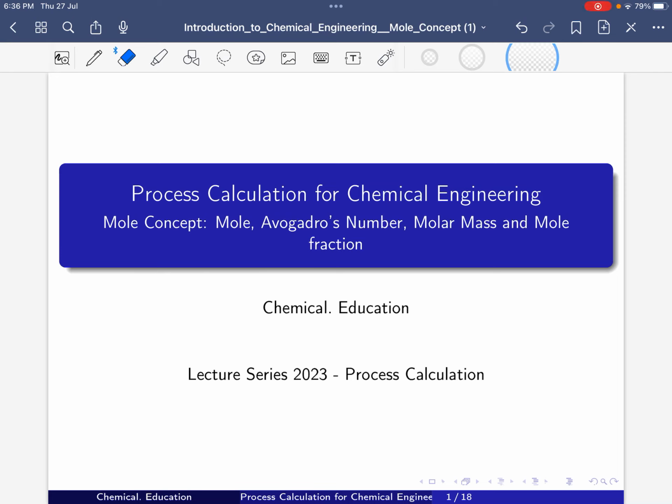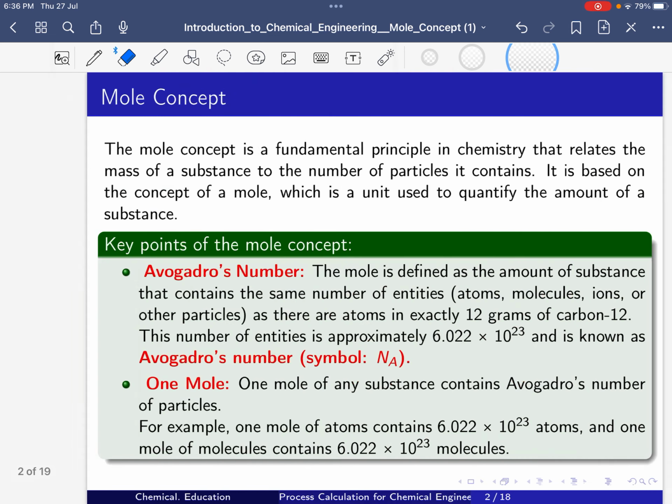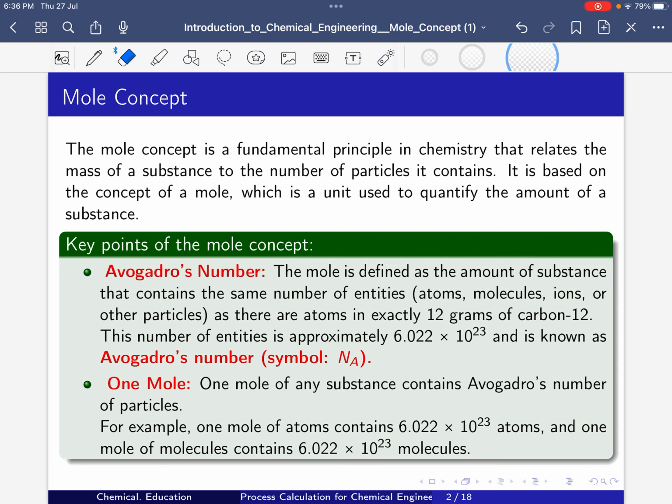Today I'll talk about the mole concept. I'll talk about the mole, Avogadro's number, molar mass and mole fraction. What is the mole concept? The mole concept is a fundamental principle in chemistry that relates the mass of a substance to the number of particles it contains. It is based on the concept of a mole, which is a unit used to quantify the amount of a substance. Now here we must remember some key points of the mole concept.